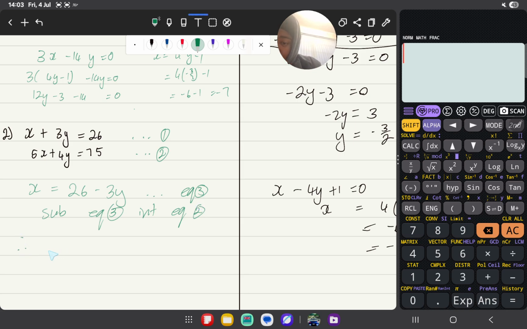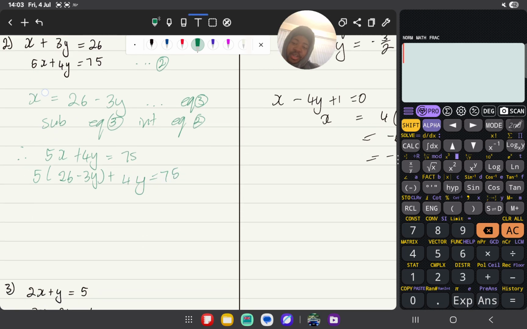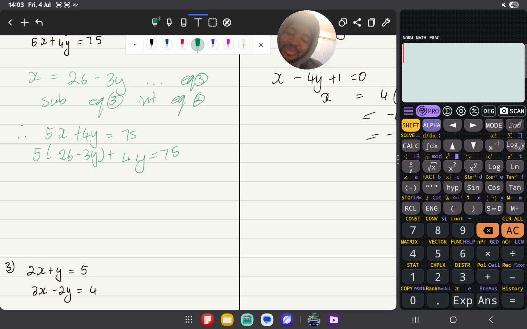So therefore, from equation 2, 5x plus 4y equals 75. I'm gonna have 5 into 26 minus 3y plus 4y equals 75. Let me see if I can do 5 times 26 by head. I have 100 and then I have 30, so that is 130. 26 times 5.